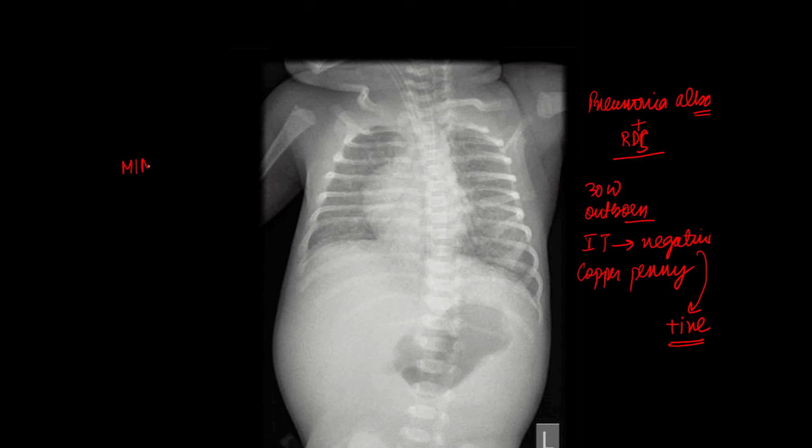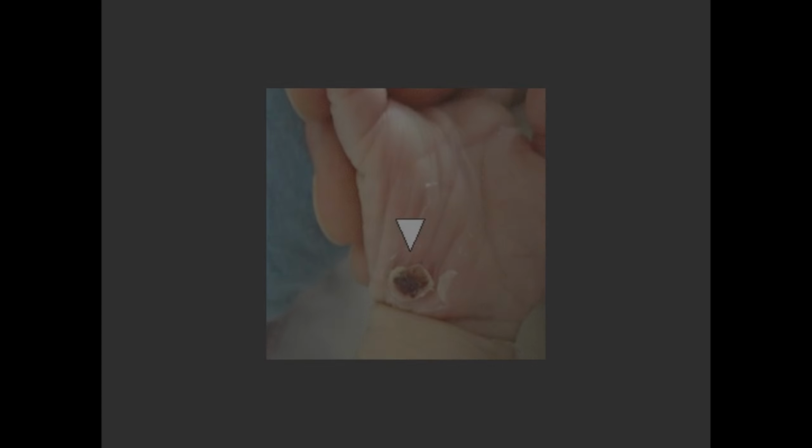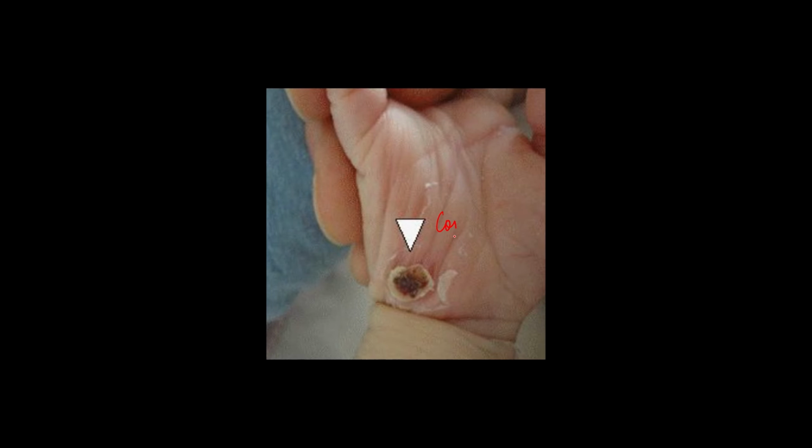You should know that syphilis is a great mimicker. It can mimic RDS, sepsis, cholestasis, almost anything and everything. Over here, you can notice dry, desquamating, usually weeping lesions of palms and soles, also known as pemphigus syphiliticus. And after peeling, it forms copper-colored crusts, also known as copper penny lesions.